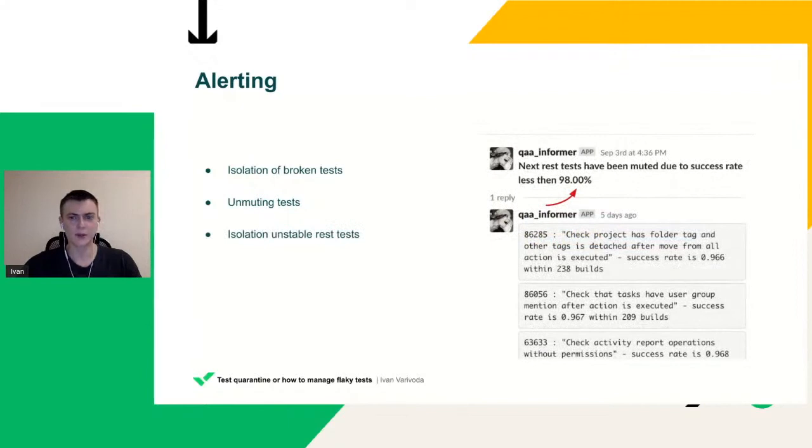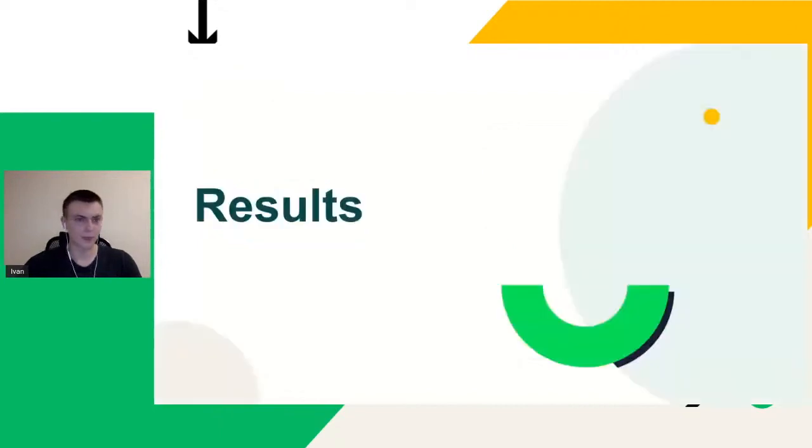And the last example is about isolation of unstable tests. So here our bot muted a few tests which have really low success rate, less than 98% for our case, and our bot muted these tests.